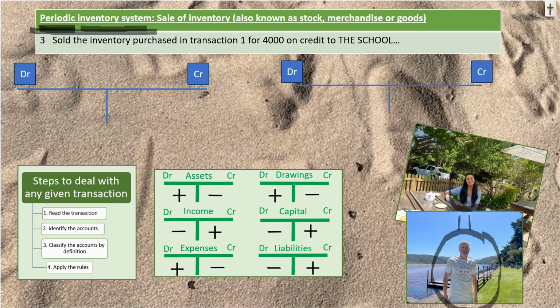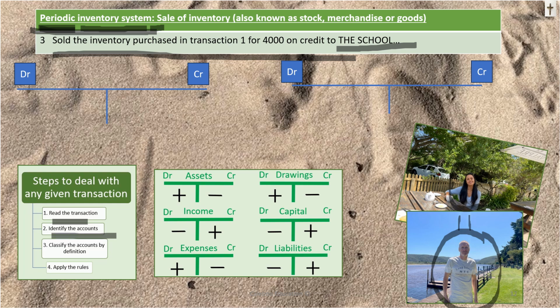So maybe you get it. But perpetual is used 90% of the time. But if you get the periodic inventory system, it should bring a smile to your face, because you are going to record cost of sales only at the end of the period, not after each sale. So let's look at this transaction. We read the transaction: sold the inventory purchased in transaction 1 for 4,000 euros on credit, once again to the school. We identify the accounts involved.